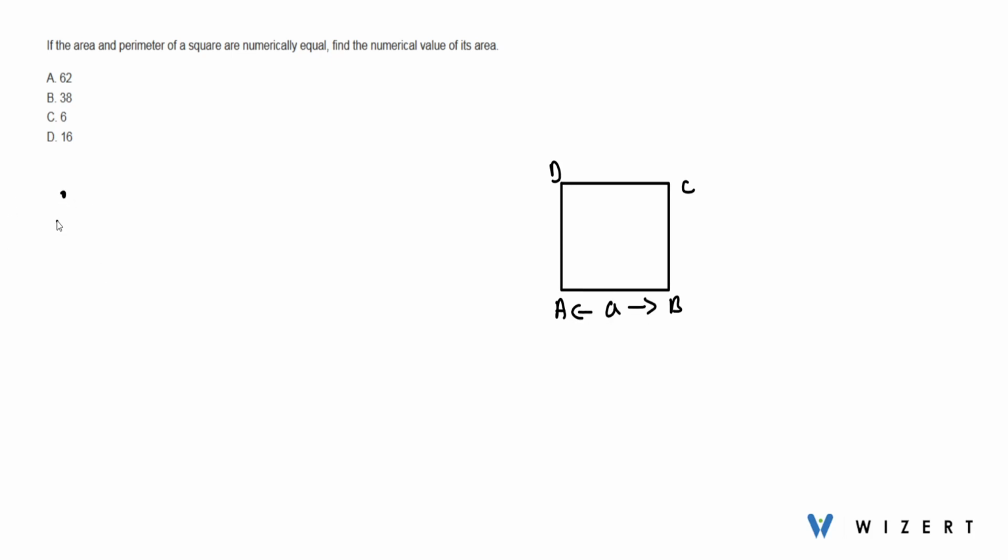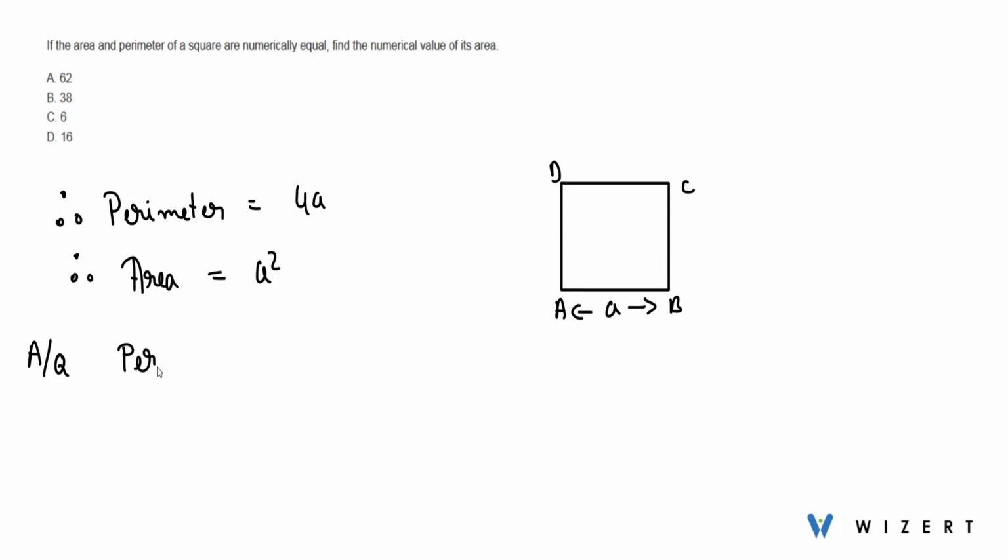Therefore, perimeter will be equal to 4A units and area will be equal to A square units, right? Now according to the question, perimeter equals area, therefore 4A will be equal to A square, or A square minus 4A equals 0.